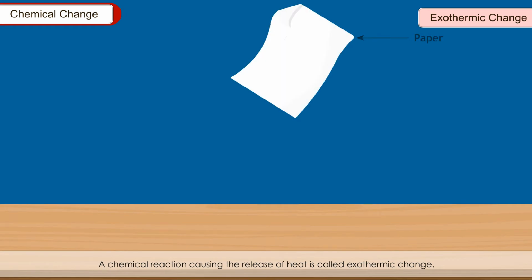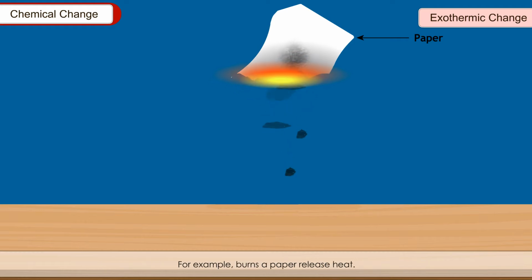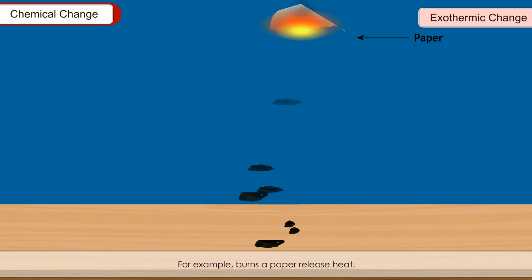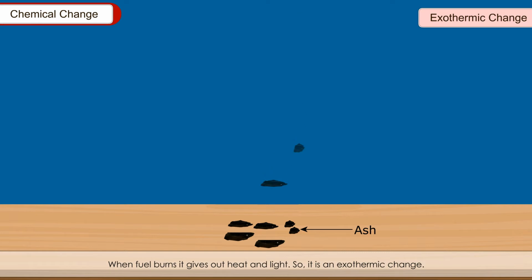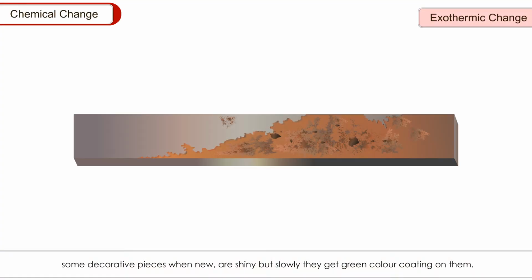Exothermic change. A chemical reaction causing the release of heat is called an exothermic reaction. For example, burning paper releases heat. When fuel burns, it gives out heat and light. So it is an exothermic change.